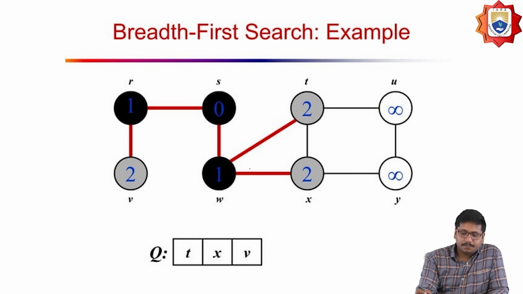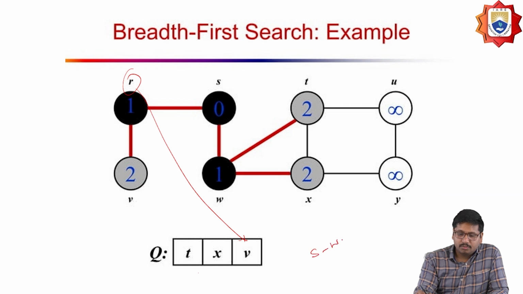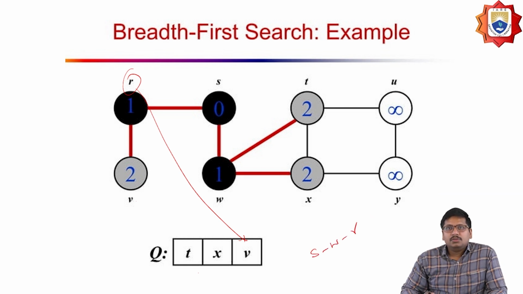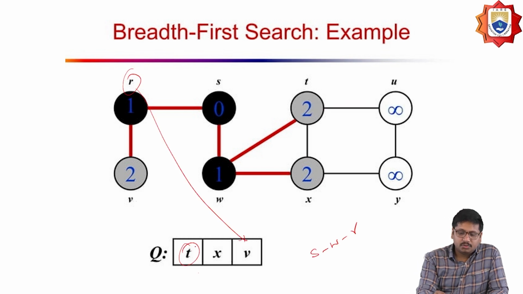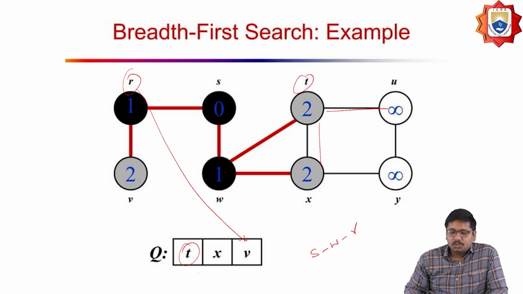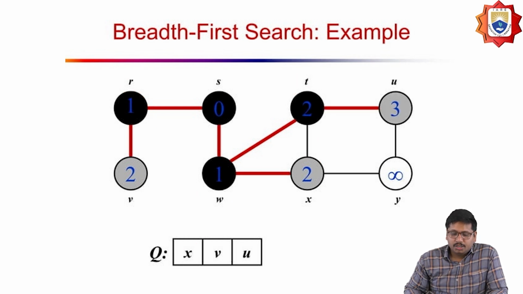So for R, the vertices adjacent to R are V, S, and W. These three vertices were visited. Then again I have to consider T in this case. For T, the vertices adjacent to T are U and X. So U and X are pushed onto the Q.